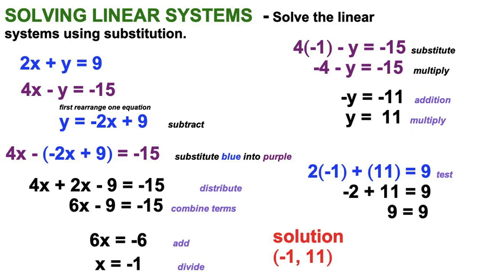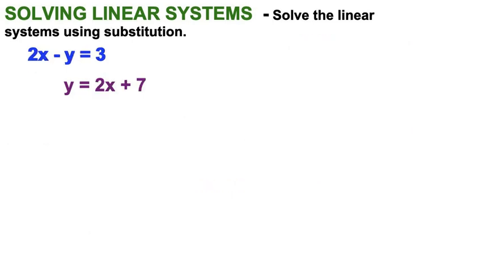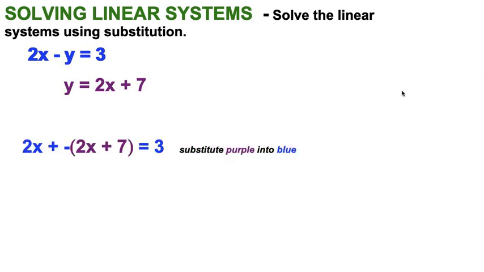All right. That was number 12. This one is not in the textbook. I just made it up because I thought it was missing. And we're going to do this by substitution. We're going to substitute. We'll put the purple into the blue, or as I say in class, the bleh. And I'm going to replace y with 2x plus 7.